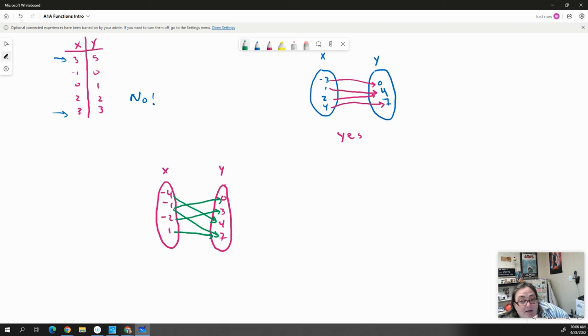Now, if you notice, none of my X's repeat here, but my negative 1 matches to two different things, right? My negative 1 maps to 0 and it maps to 7, and we cannot have more than one output. So this would not be a function because we've got this negative 1 going in two different directions. It's going to two different pieces, and that would make that not a function. And your entire homework really is going to be, is this a function or is this not a function?